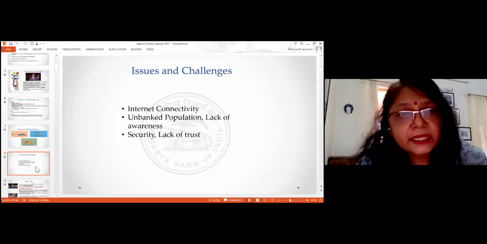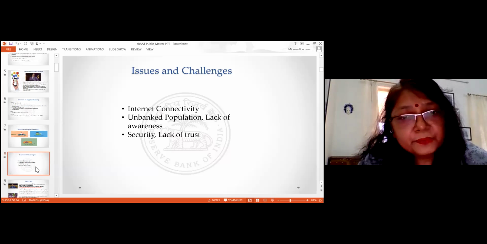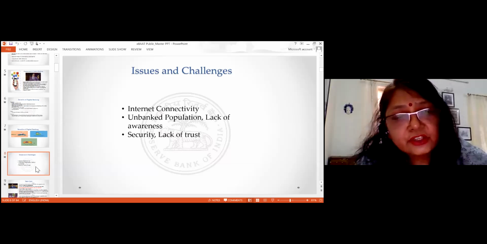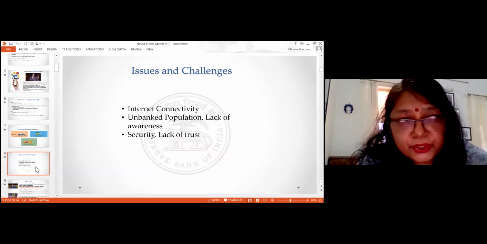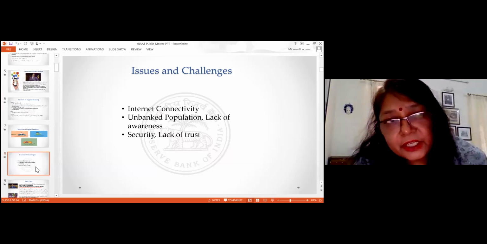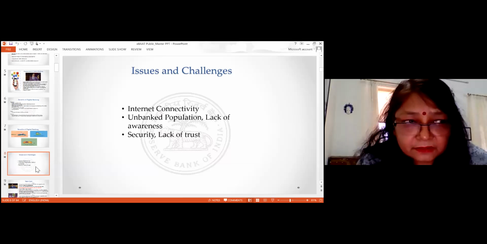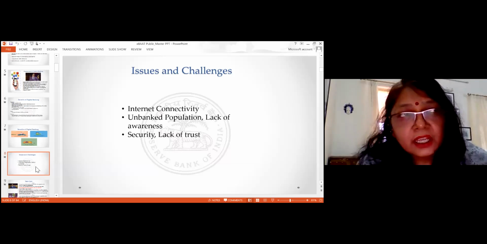The other important aspect is security and lack of trust. Because of this lack of trust, this is an issue that is there with all jurisdictions. To build trust into the system, we have actually put in place this customer liability, where if a person has not compromised the OTP and all, the person is fully protected if they report within 3 days, excluding the date of transaction.